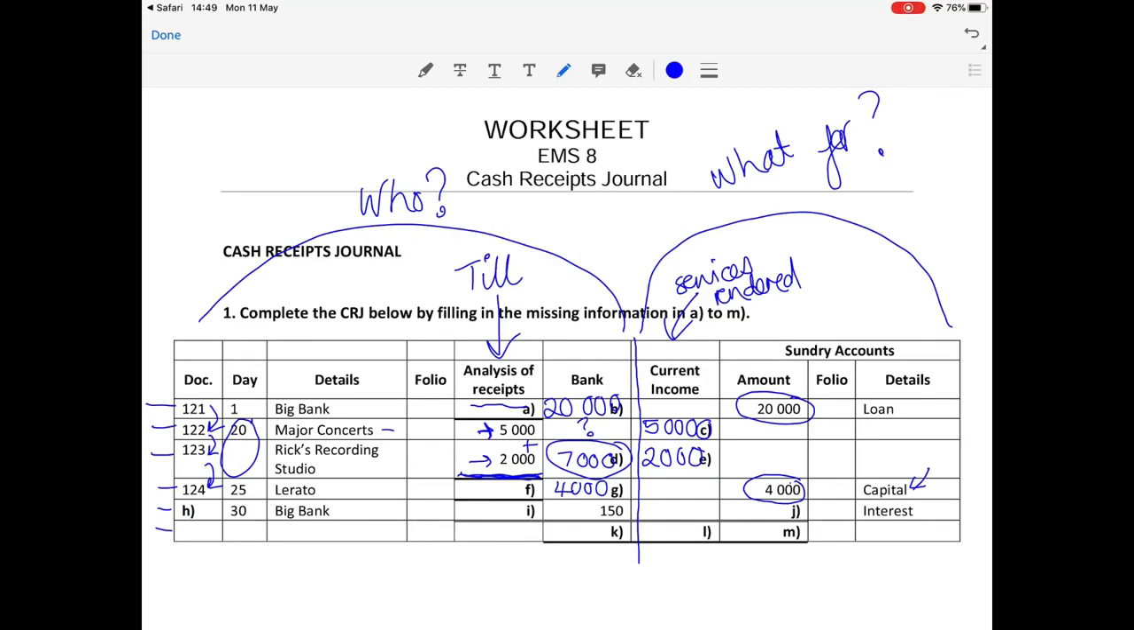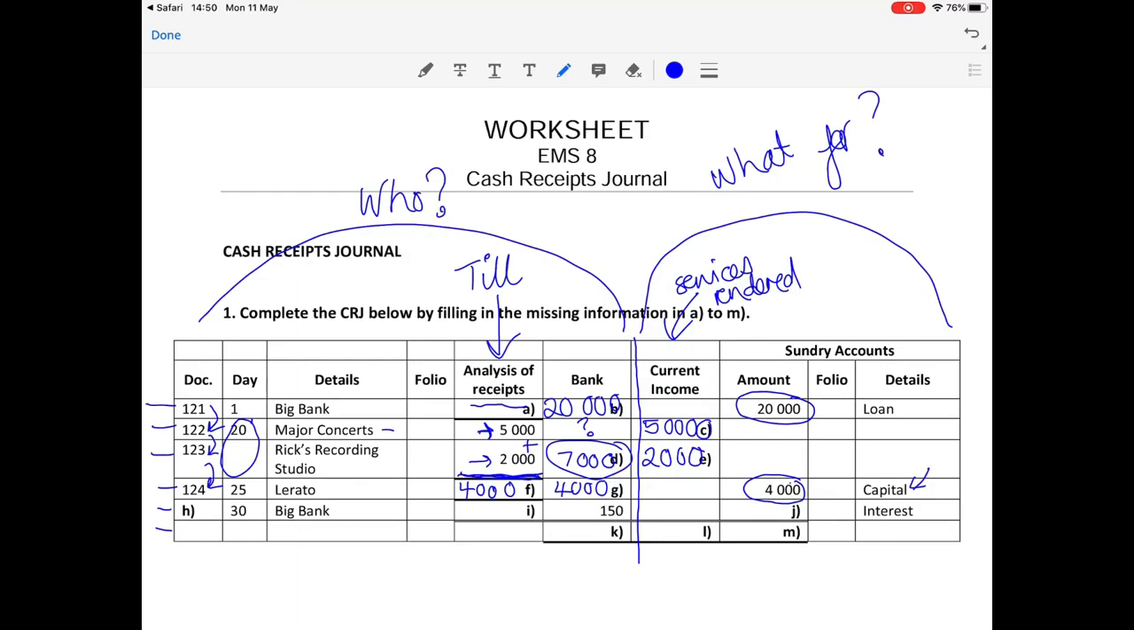Every cent that goes into our business, we must record it in the bank column. So therefore, we must fill in G with 4,000 Rand. Do we know whether this 4,000 Rand was cash or check or an EFT? We don't know. So you could have left analysis of receipts blank to say you don't think this money was cash and it didn't go through our till. But if we fill in 4,000 Rand over here in the analysis of receipts column, then that means the money went through our till, and that's why we're putting it there.